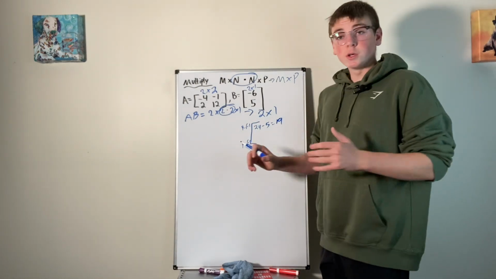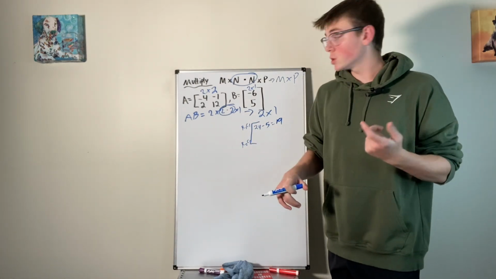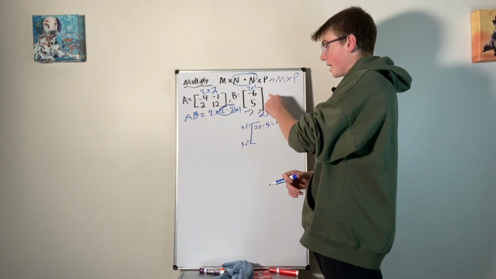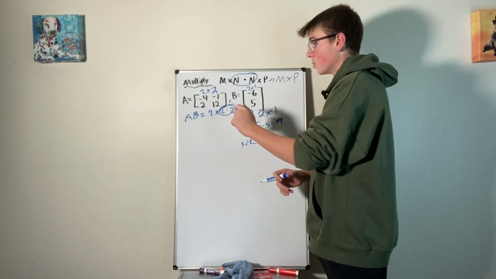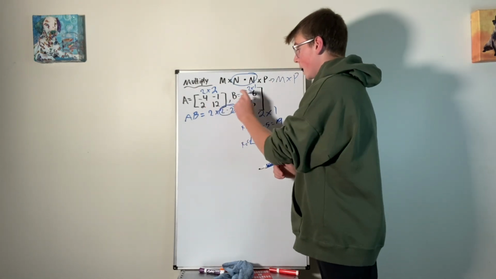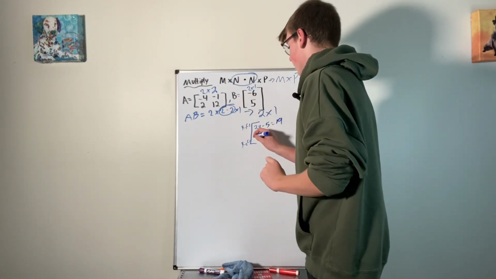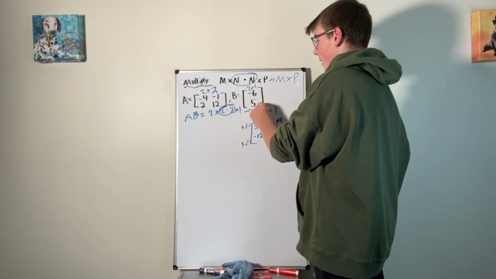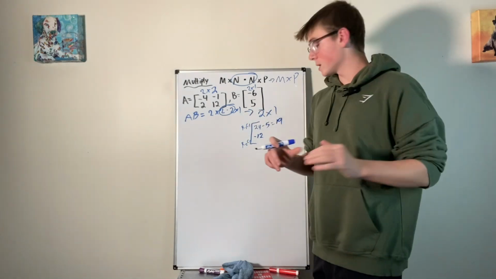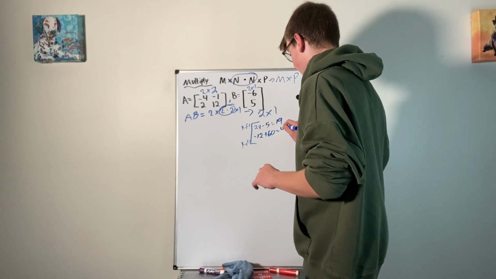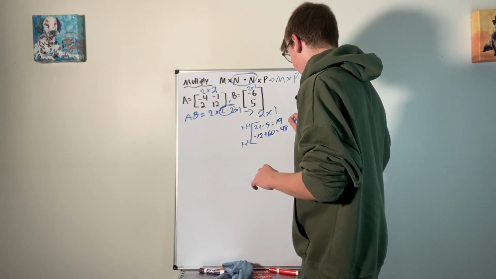Then we have row 2 times column 1. So we just go down to this row here and multiply it by this column again. So we do first position, then second position together. So 2 times negative 6 is negative 12. And then 12 times 5 is 60 or something. 60, and then that equals 48, I believe.